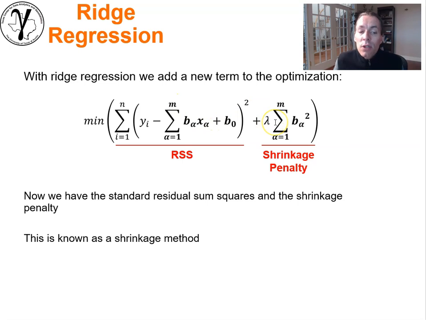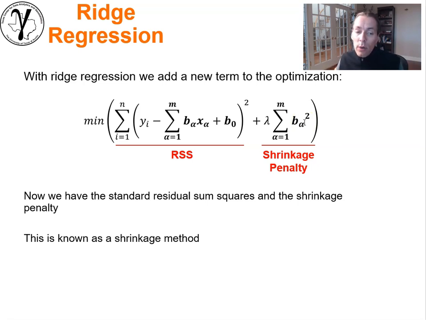But what we'll do is we'll go ahead and add another term. And this term is very interesting. Remember, we're trying to minimize everything in the brackets. So we want to minimize not only the error at the training data, the square of the error at the training data, we also want to minimize, which is interesting, the sum of the squares of the coefficients. This is called a shrinkage penalty.